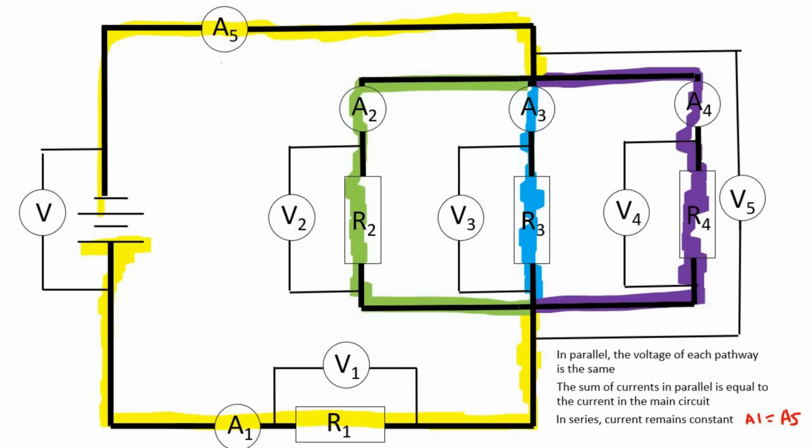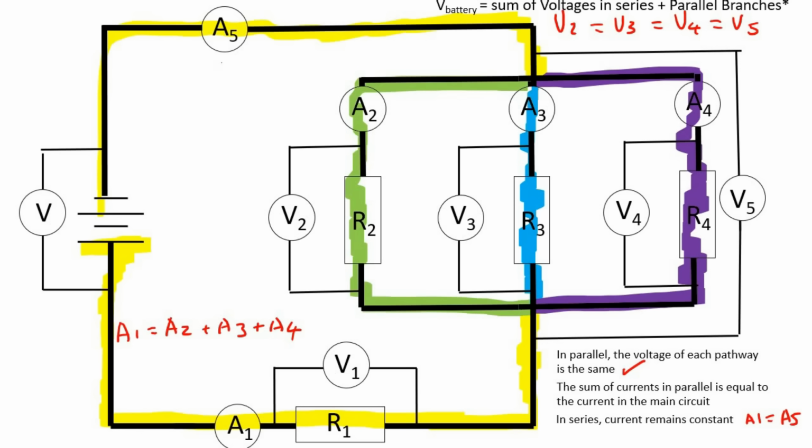Now, let's have a look here. In parallel, the voltage of each pathway is the same. Okay, so in parallel, the voltage of each pathway is the same. So we could then say that V2, well, let's say it here, V2 is the same as V3, which is the same as V4, which is the same as V5. Okay, so we've looked at this one. Then the sum of currents in parallel is equal to the current in the main circuit. So A1 will be the same as A2 plus A3 plus A4.